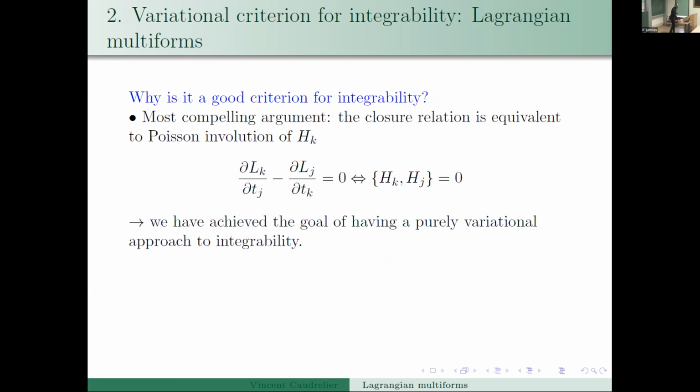So why would that be a good criterion at all? You can believe that it's a good criterion, but you also have to convince other people. There are lots of reasons why you should be convinced, but the punchline is really this equation. The closure relation, when you do the Legendre transformation, is equivalent to the Poisson commutativity, which is an accepted criterion since Liouville. So let's not dispute that.